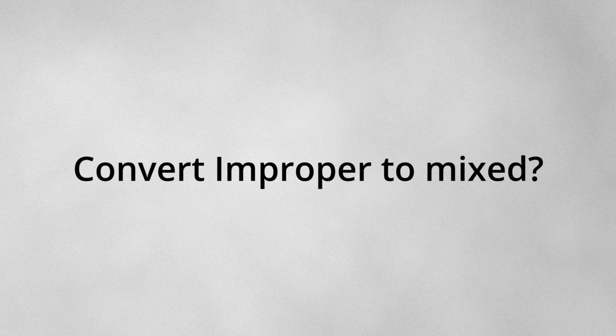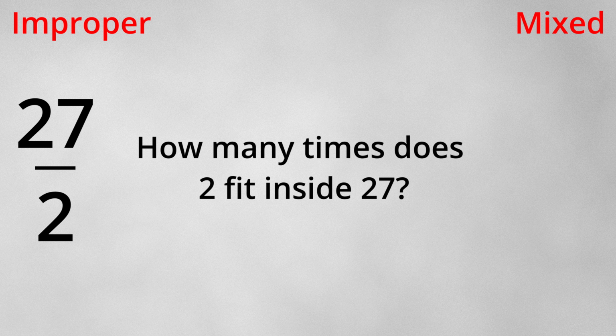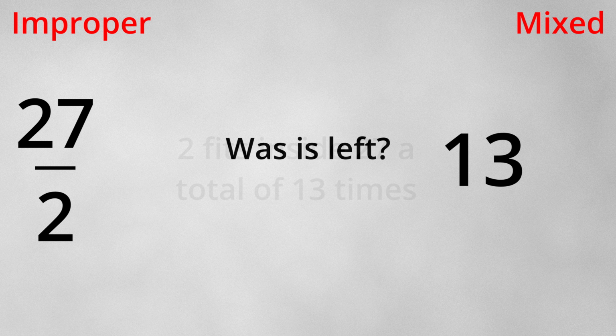And here's how you convert improper fractions to mixed fractions. In this example, we have 27/2. The first step is to ask yourself, how many times does 2 fit inside of 27? This is to check what our whole number is going to be. The answer in this case is 13, so 13 is our whole number. And what is left? 1.